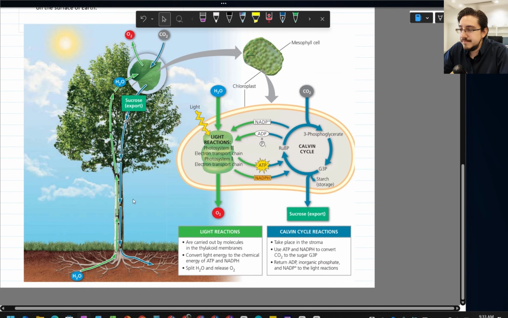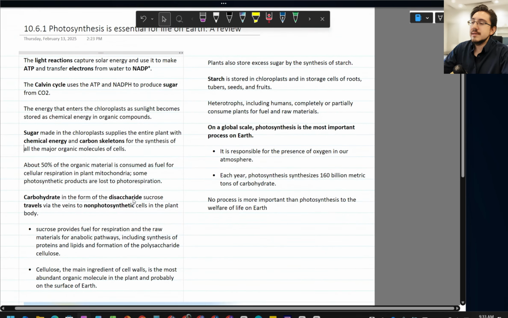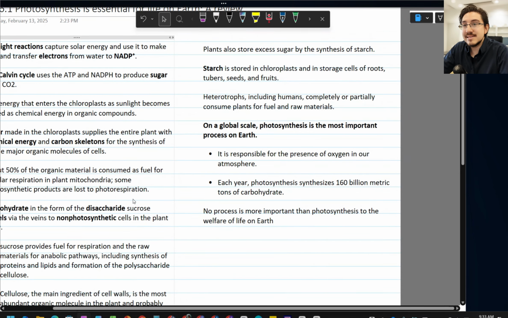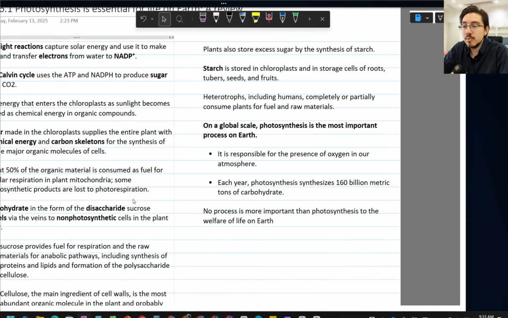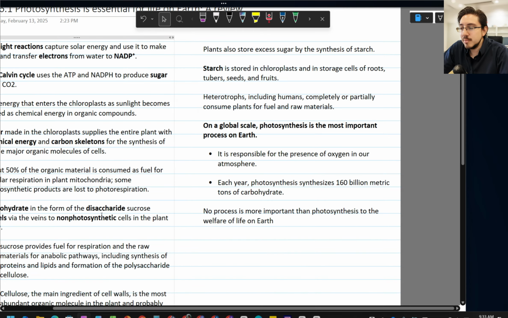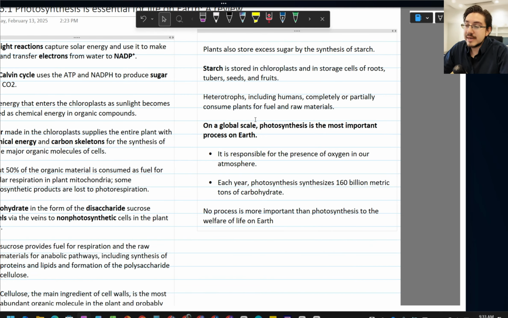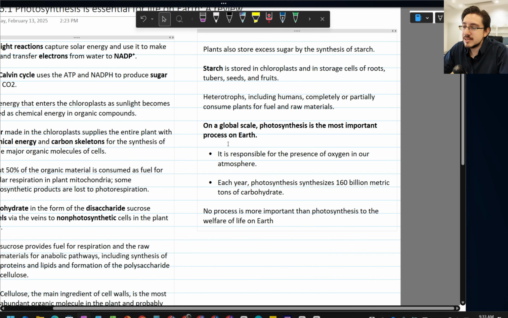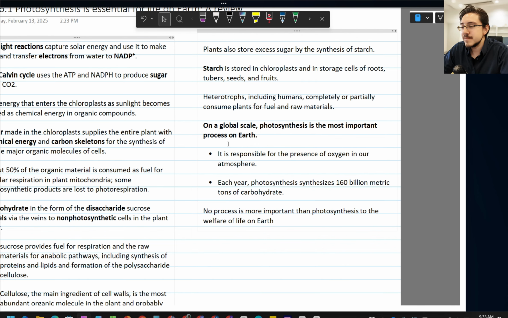So lastly, plants also store excess sugar as starch. Starch can be stored in chloroplasts and in roots, tubers, seeds, and fruits. Heterotrophs, including humans, completely or partially consume plants as a source of nutrients, of fuel or raw materials, on a global scale. So this section provides insight into how important photosynthesis is.